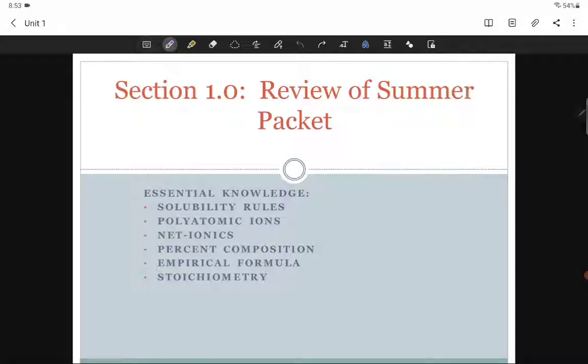First item looked like solubility rules and polyatomic ions. There's just no way around it. You just have to memorize those.